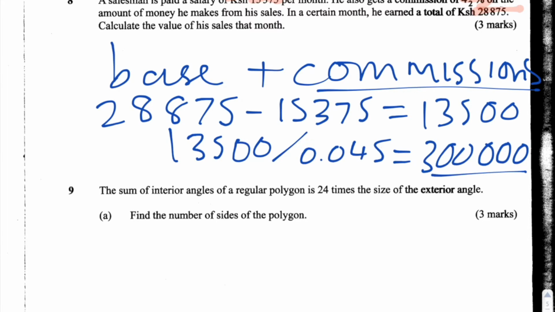He makes 300,000 from the sales. So always remember the units as well. So that's the answer to question 8.